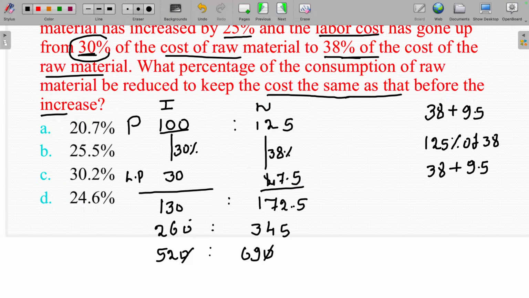Now it is the price ratio, the final price ratio. Now read the question, tell me what I have to do.